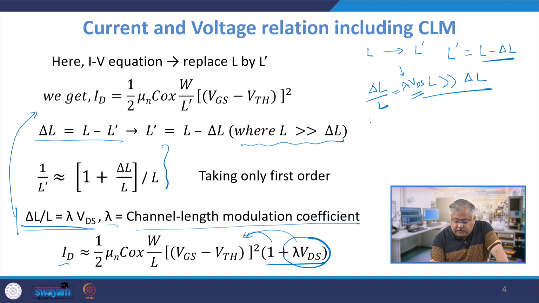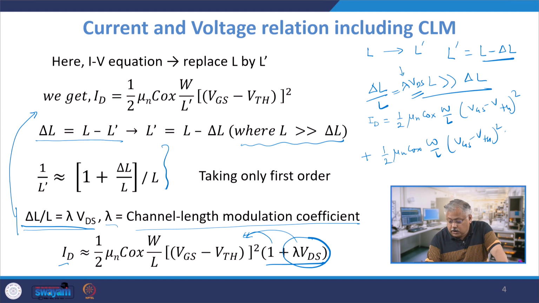So, ID will be equal to 1/2 mu n C oxide W by L into VGS minus VTH whole square. This is the first term, and then, plus, you will have 1/2 mu n C oxide W by L, VGS minus VTH whole square, into lambda times VDS. So, this factor tries to increase the value of the total drain current.